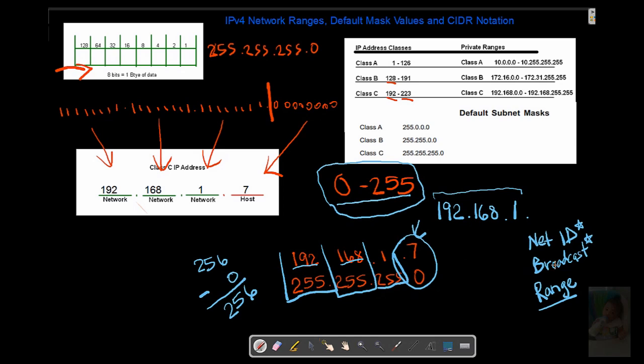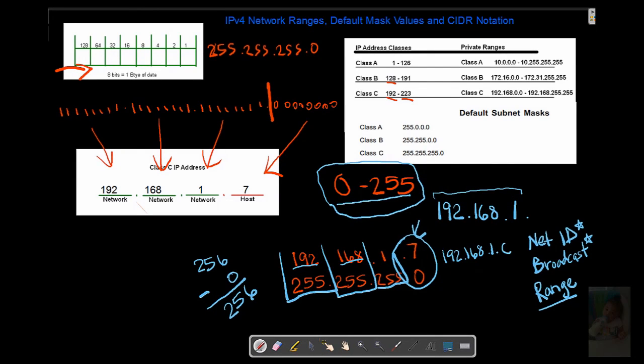You cannot assign this to a device. But we will have to determine what our ranges are that we can assign devices to. So here's what we're talking about. And this guy right here, we know for this network, we are limited to this.